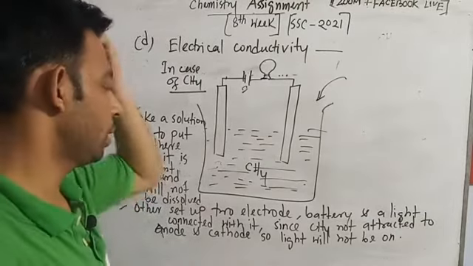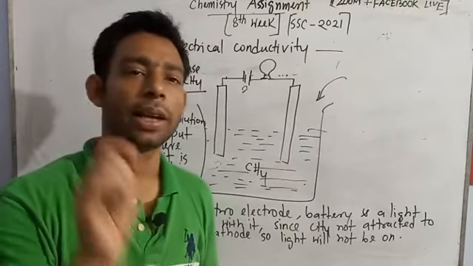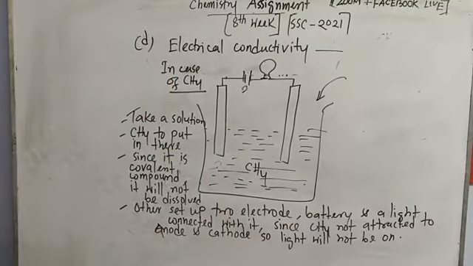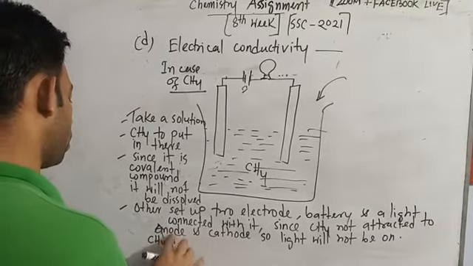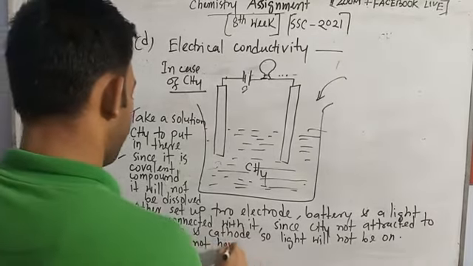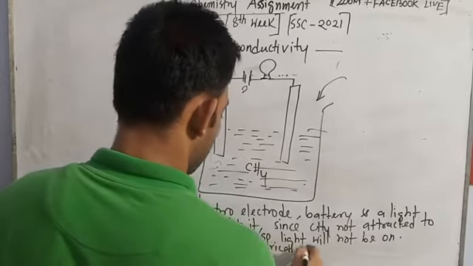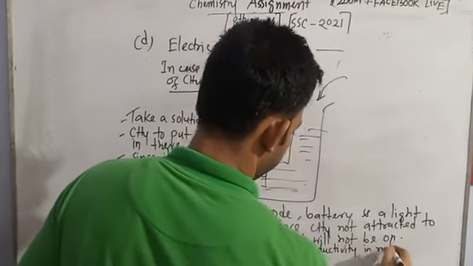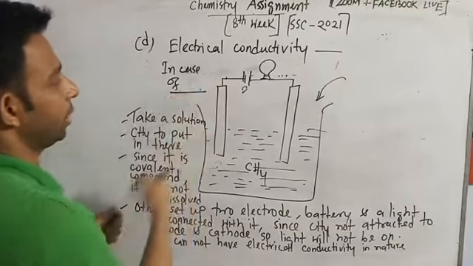Simple, first one. So finally we'll write the electrical conductivity. Methane cannot show electrical conductivity. So finally, the last line on my board: methane cannot have electrical conductivity in nature. Okay, done.